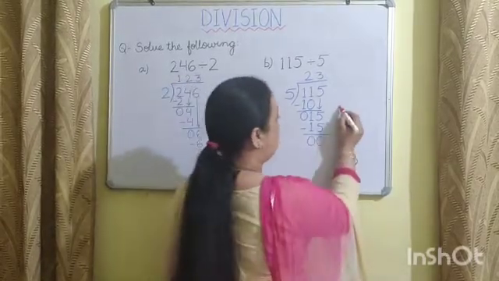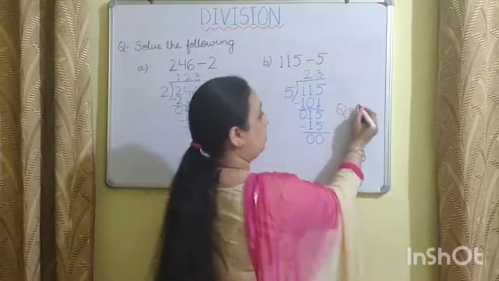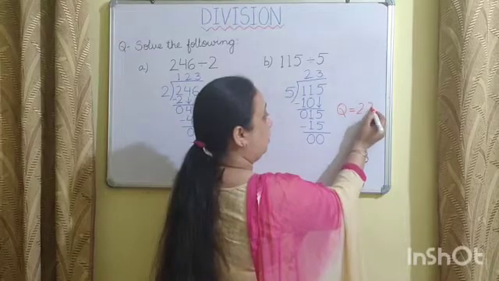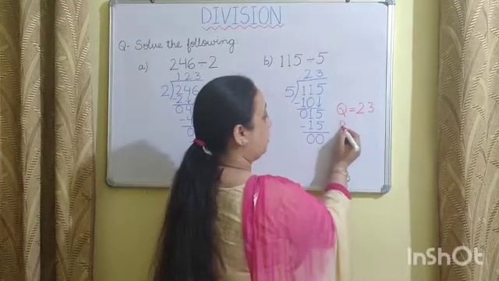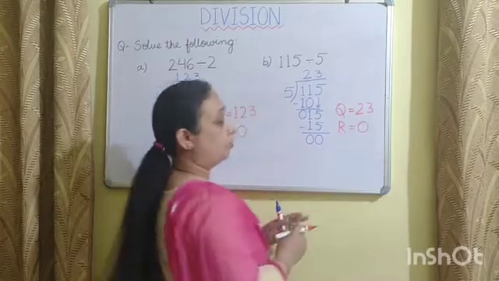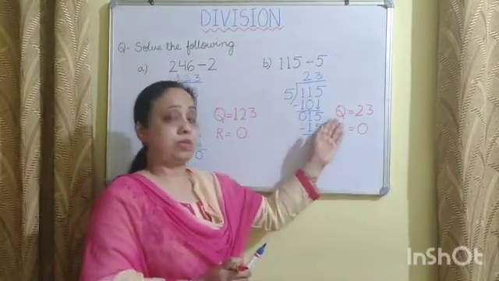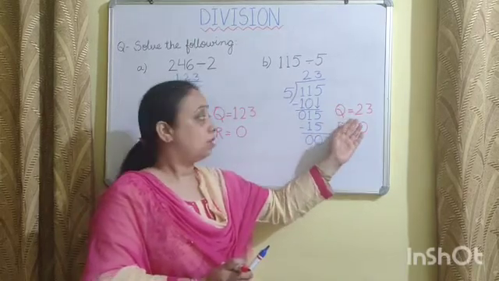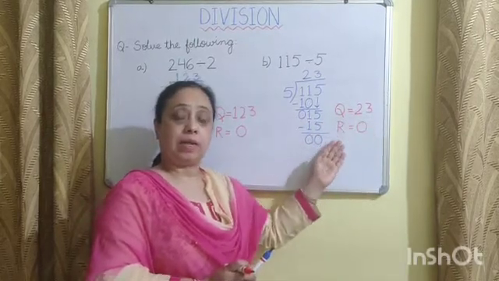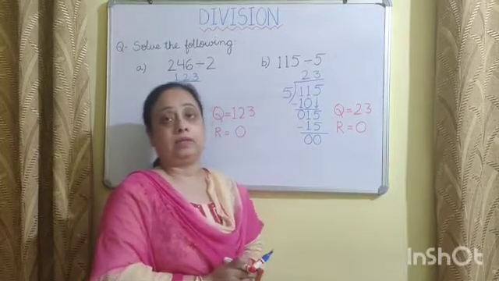Our quotient is, what is the quotient? 23. And the remainder is 0. So when we divide 115 by 5, our quotient or the result of division is 23 and the remainder or the leftover after division is 0 here.